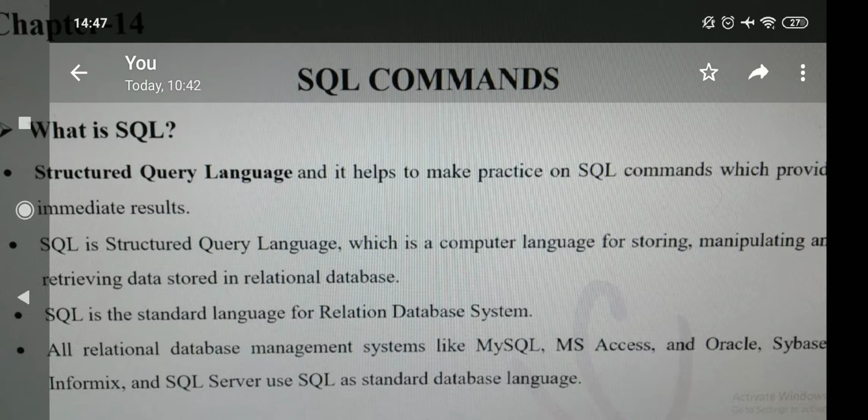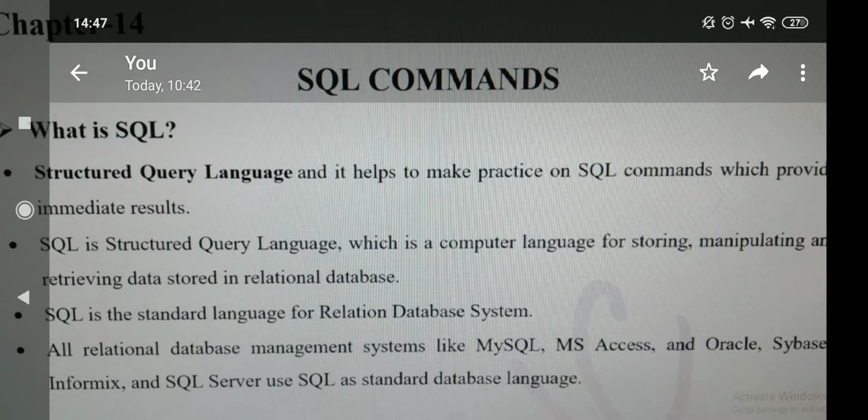This is the 14th chapter. In this chapter you are going to study about SQL. So here you can see the structure of SQL, structured query language. So they will ask you to expand SQL. Then you should write down structured query language.